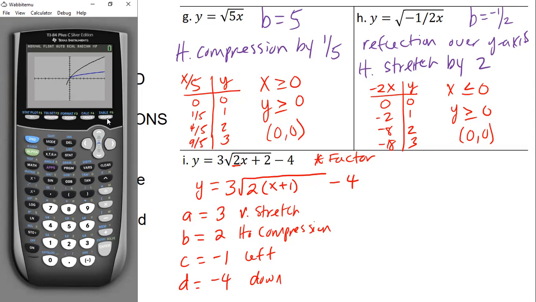Mine's going the other way. Double check what you wrote. It should have been 3 square root 2 parentheses x plus 1, and make sure your minus 4 is outside of your radical. Okay. All right. So what's our domain?